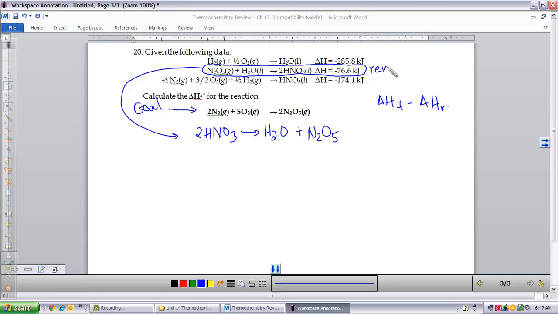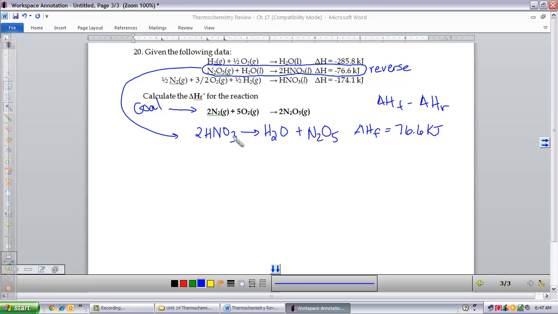When I reverse this reaction, I also need to take into account that when the reaction goes in one direction, it's going to gain energy. When it goes in the opposite direction, it will lose energy. So when I reverse the reaction, I also need to reverse the sign because now I'm going to be gaining energy. Okay, let's look at this third reaction, see if this helps us.